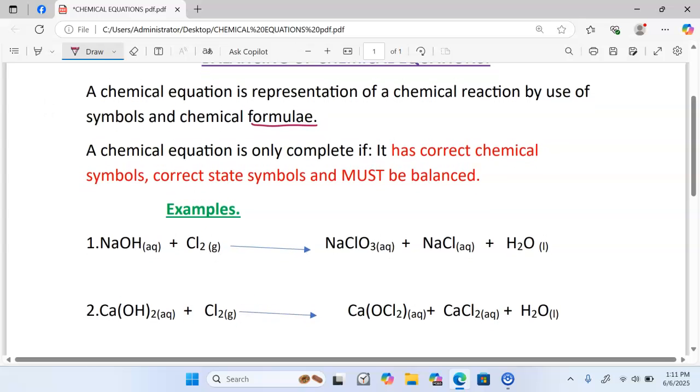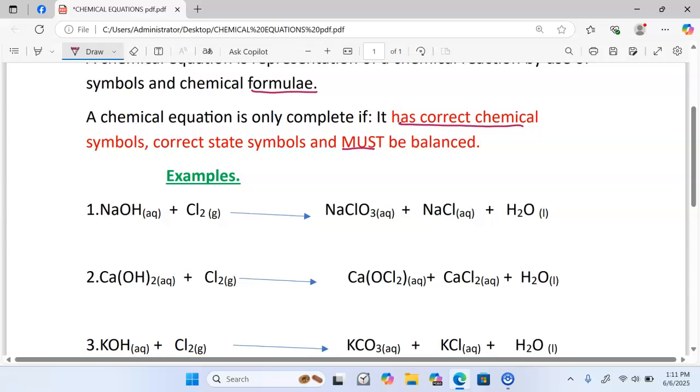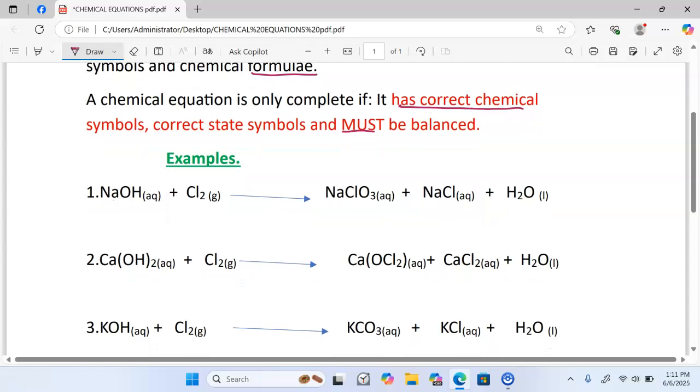For a chemical equation to be complete, it must have the correct chemical symbols, the right letters that represent them. It must have the correct state symbols, that is whether it is in solid, liquid, gas, or in solution, and above all, it must be balanced. We are going to look at balancing by using a few chemical equations we have below.